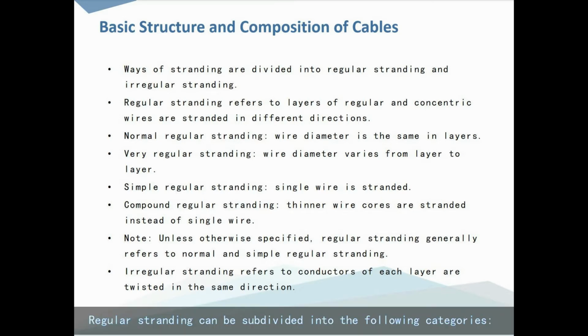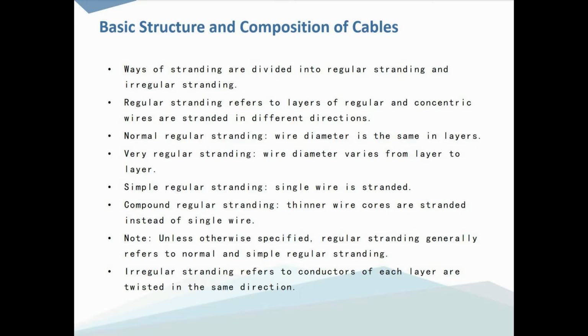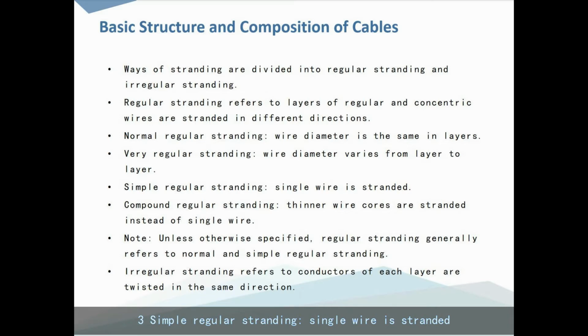Regular stranding can be subdivided into the following categories. 1. Normal regular stranding. Wire diameter is the same in layers. 2. Very regular stranding. Wire diameter varies from layer to layer. 3. Simple regular stranding. Single wire is stranded. 4. Compound regular stranding. Thinner wire cores are stranded instead of single wire. Note: unless otherwise specified, regular stranding generally refers to normal and simple regular stranding.